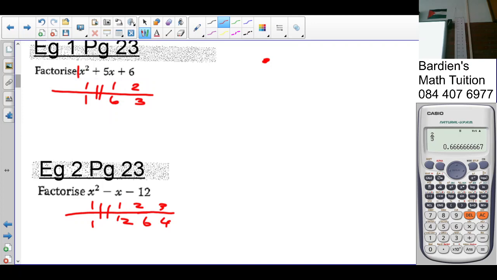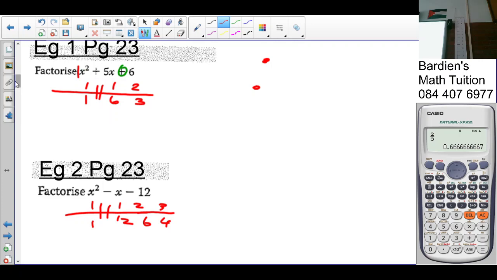So what do I do thereafter? Now I determine if I add or subtract the products. So now you put here: determine if you're adding or subtracting the products. In the first case, are we adding or subtracting the products? Adding. We're adding the products. Why? Because the last term is positive. Since the last term is positive, we're going to add the products.